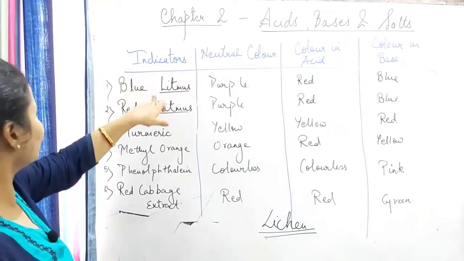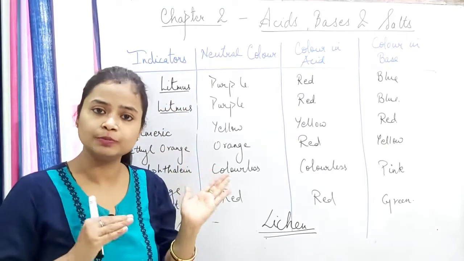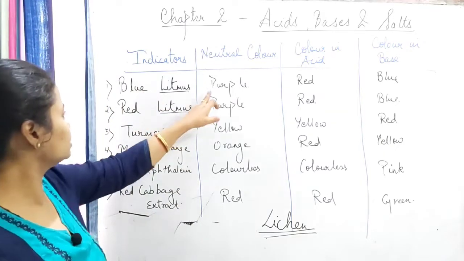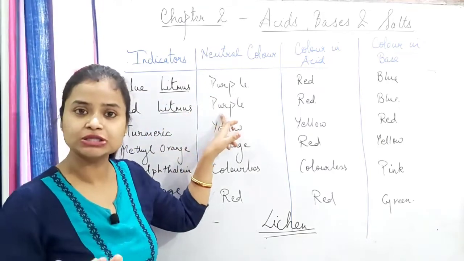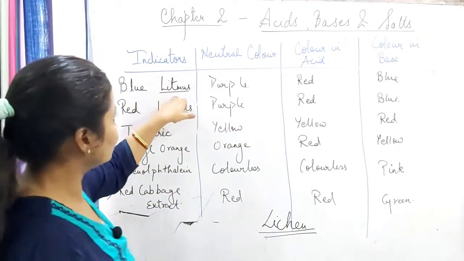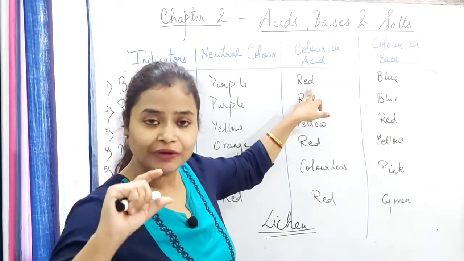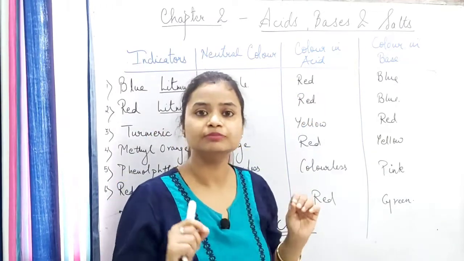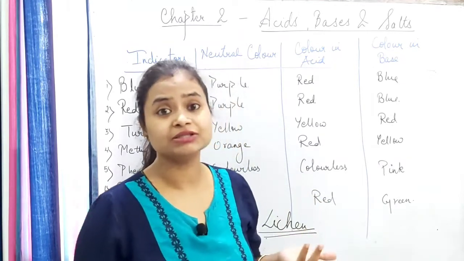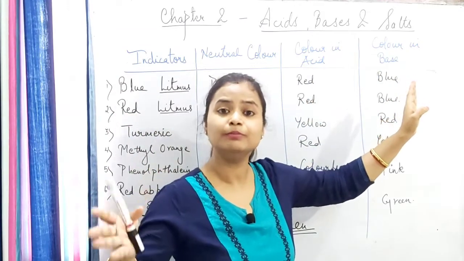See, the first indicator is blue litmus. As I told you, litmus occurs in the form of blue and red litmus. Both blue litmus and red litmus, their neutral color is purple, because litmus is a purple dye. Now blue litmus in acid will change into red. When this blue litmus solution comes in contact with an acid, it will change its color to red, but in presence of base it will remain blue only.